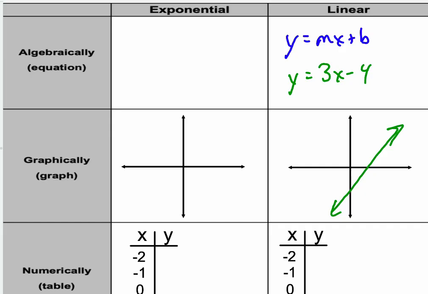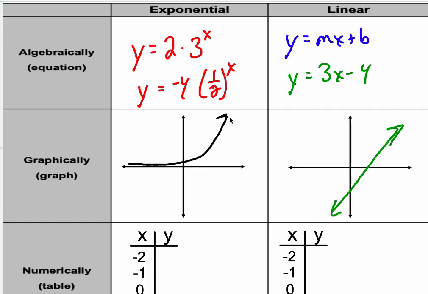An exponential function is going to look more like this. So y equals 2 times 3 to the x, or y equals negative 4 times 1/2 to the x power. When we graph those, as we'll see, they're going to be curved lines. So it might look something like this. It's not increasing at the same rate, or it's not decreasing at the same rate, it's changing. So it's either bigger changes at each x or smaller amounts each x, rather than the same consistent amount each time.